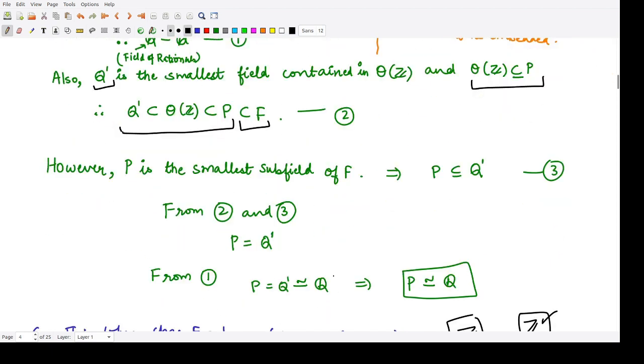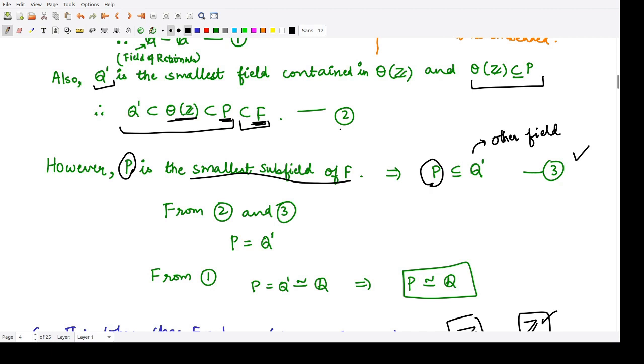No, this is not the case. We are saying Q' is contained in θ(Z), and θ(Z) is contained in P, and P, because it was the prime field of this field F, is contained in F. So say this is equation number 2. But however, because in the question at the very start we assumed this P to be the smallest subfield of F, in this case P would be contained in Q', because this is the smallest field and this is some other field. So say this is equation number 3.